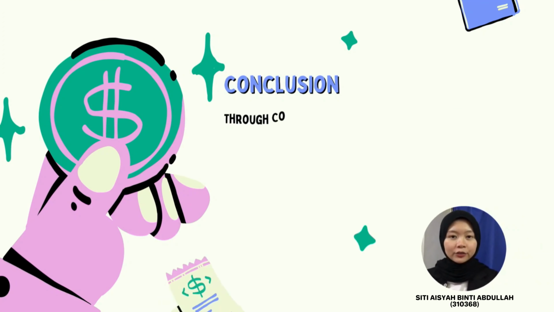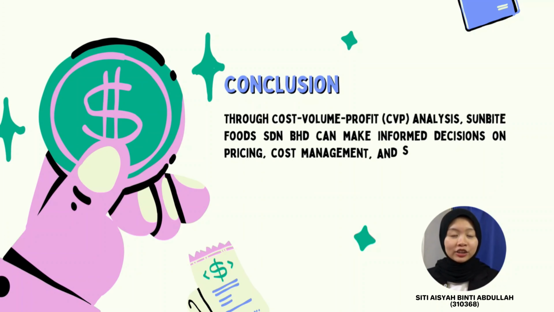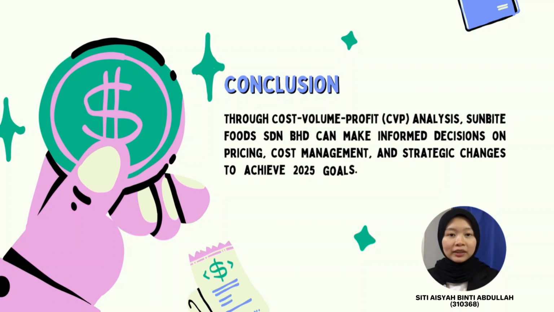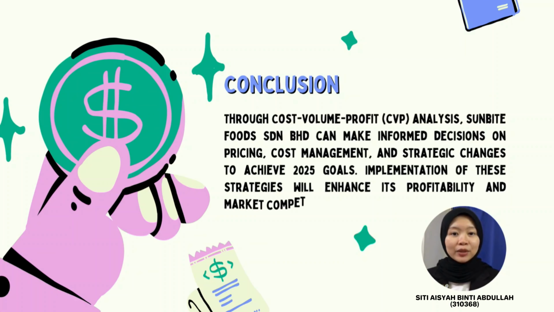As a conclusion, through cost-volume-profit (CVP) analysis, Sunbite Foods Sdn Bhd can make informed decisions on pricing, cost management, and strategy change to achieve 2025 goals. Implementation of these strategies will enhance its profitability and market competitiveness.